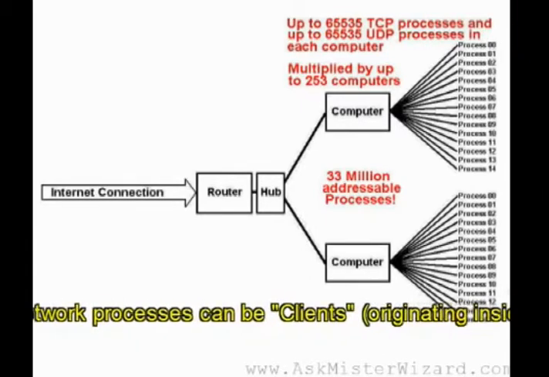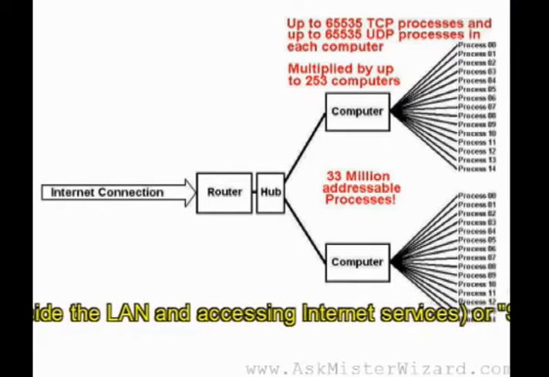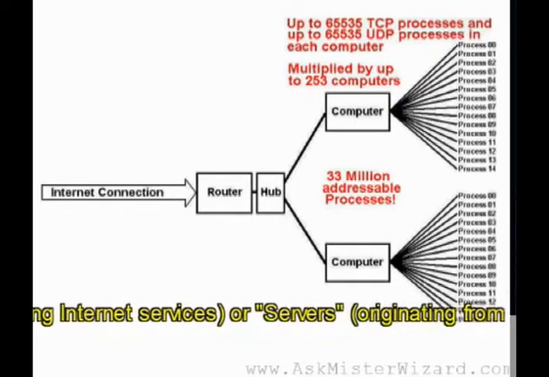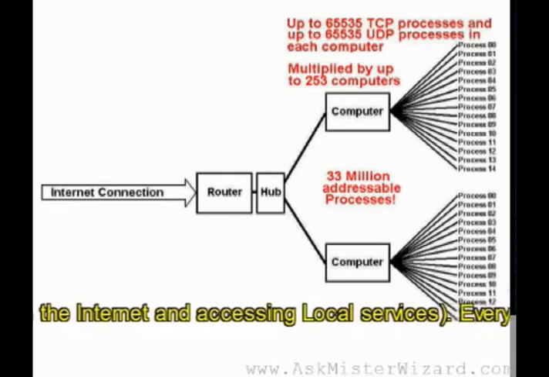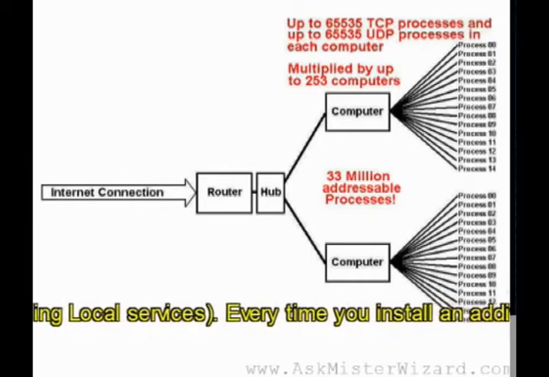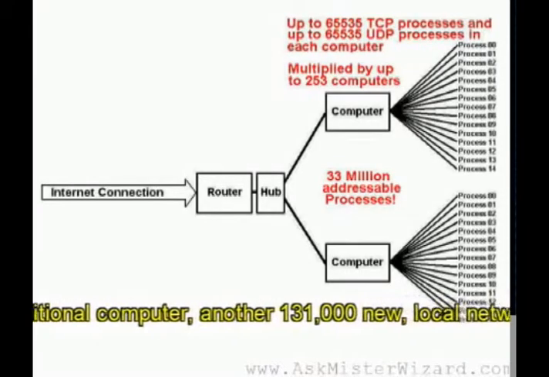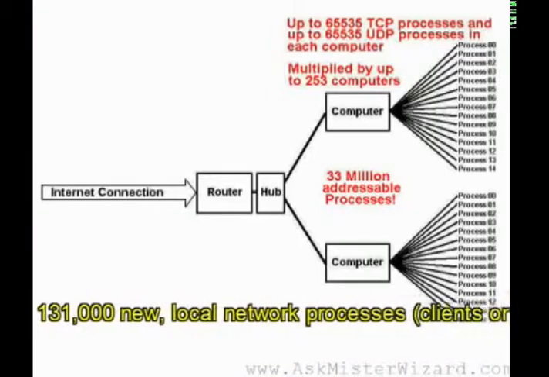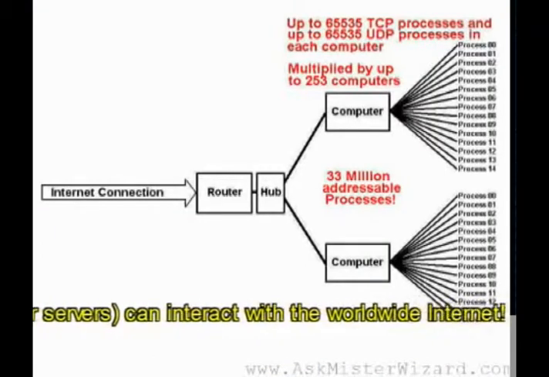Any of these network processes can be clients, with processes originating inside the LAN and accessing Internet services, or servers, constantly listening for conversations originating out on the Internet to access local services. Every time you install an additional computer on this kind of network, another 131,000 new local network processes, either clients or servers, can potentially interact with the worldwide Internet.